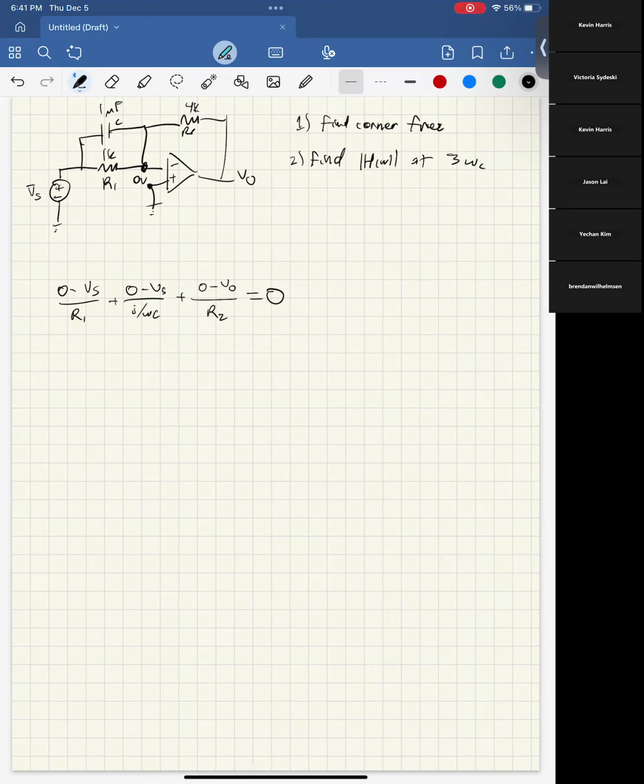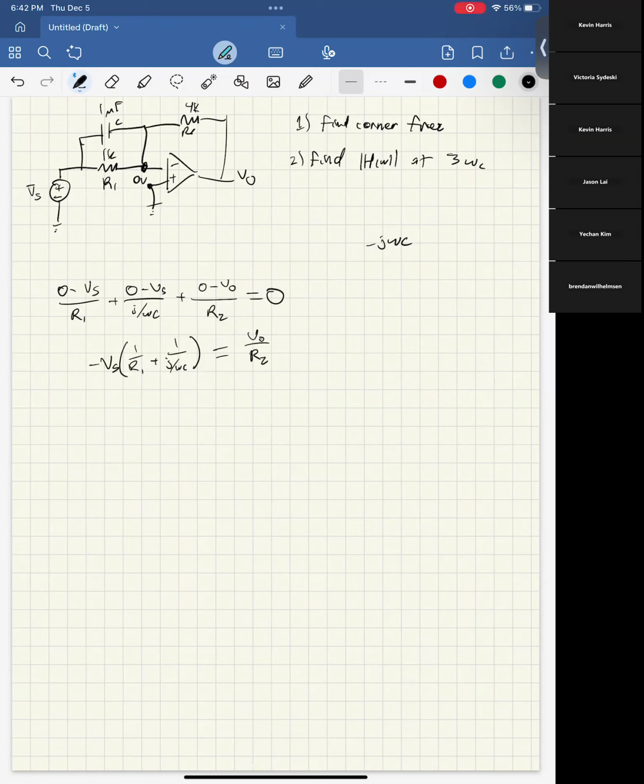All of these are going to get moved around a bit. So we'll have negative Vs times 1 over R1 plus, this will flip, so it'll be 1 over J over omega C, and 1 over J over omega C is going to be negative J omega C, I believe. Yes. So I'll write that in the next step. And then you'd add over this V out, so this would be V out over R2.